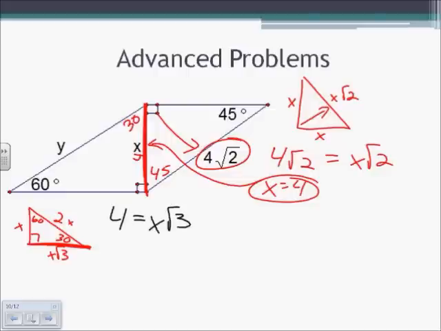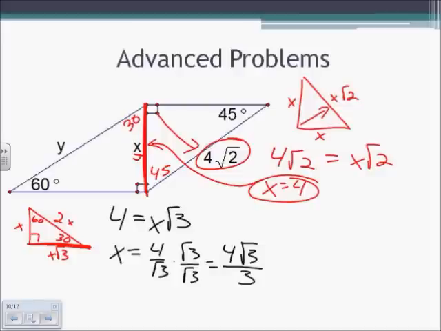Solving then, x is equal to 4 over the square root of 3, and you multiply top and bottom by the square root of 3. So simplifying, then we have 4 square root of 3 over 3. That is the value of the x side, which is across from the 30 here. So we know that this is equal to that.